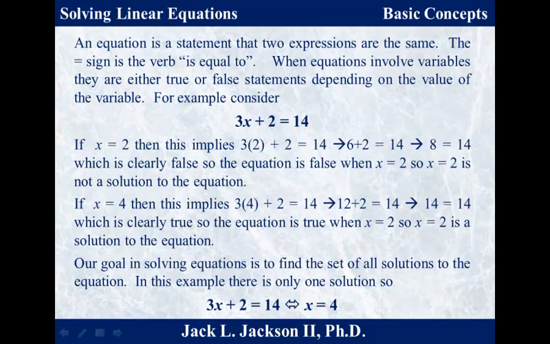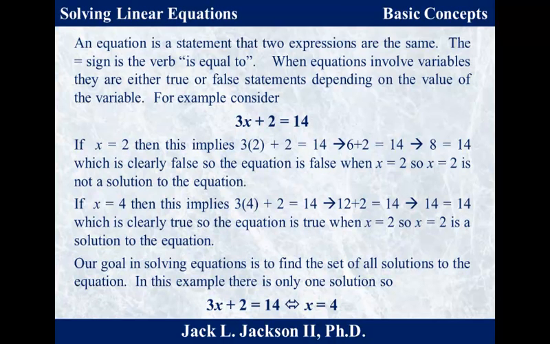So an equation is a statement that two expressions are the same. So the equal sign is really the verb "is equal to." So when you have that equal to in an equation, it's a mathematical sentence. So you're making a statement. And when equations involve variables, they are statements that are either true or false, but they depend on the value of the variable. For example, let's consider a basic equation like 3x + 2 = 14.